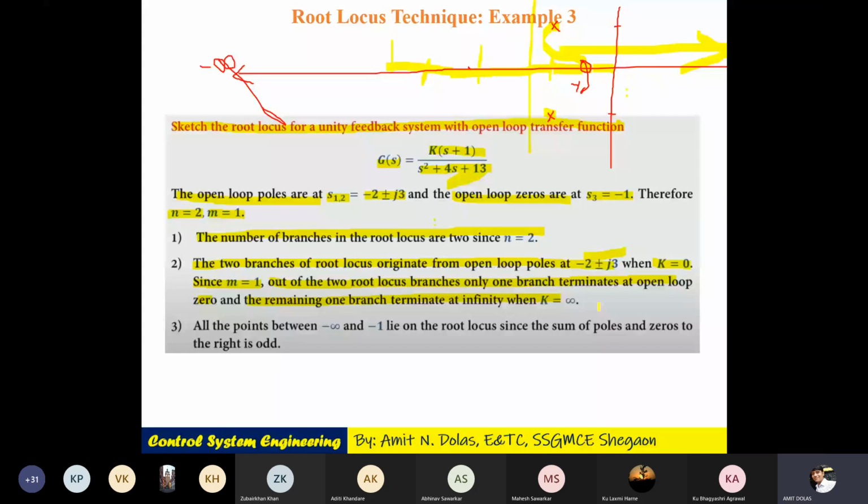Minus 4.16 is present on the root, but where will 2.16 be? 2.16 will be somewhere here, and which is not a point of the root. Therefore, we will omit this 2.16. And since minus 4.16 is the point which lies on the root locus and the other point does not, therefore the breakaway point will be somewhere here at minus 4.16.